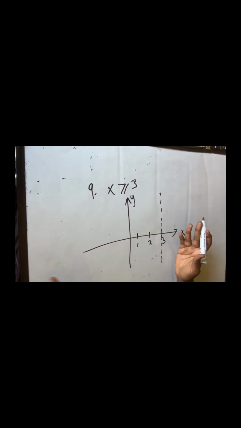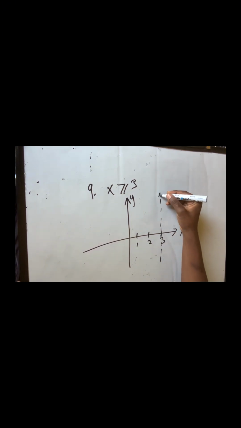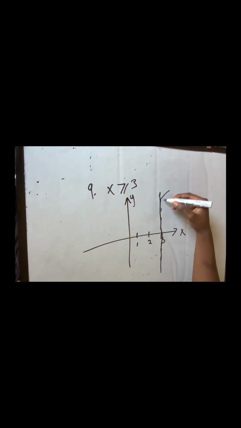Which side represents greater than? Okay, so if I draw a dotted line, it means 3 is not included. If I draw a dotted line, it means 3 is not included. So the line has to be a solid line. So any number which goes this side means it's greater than 3.